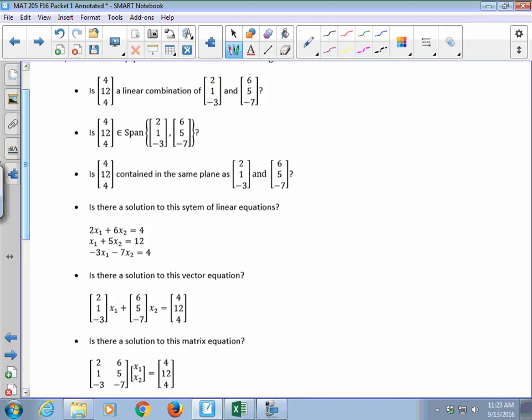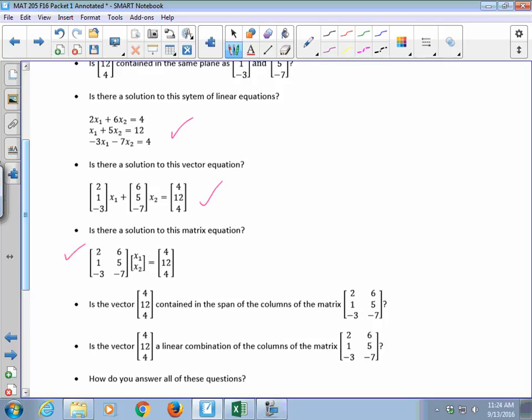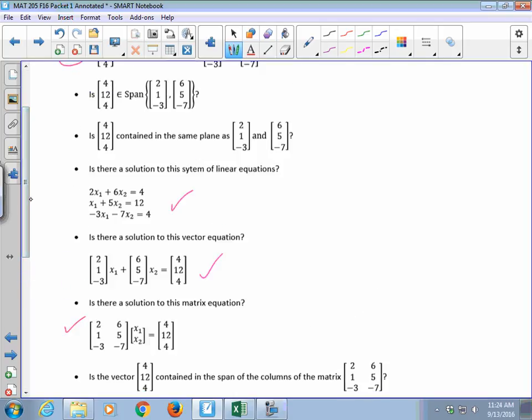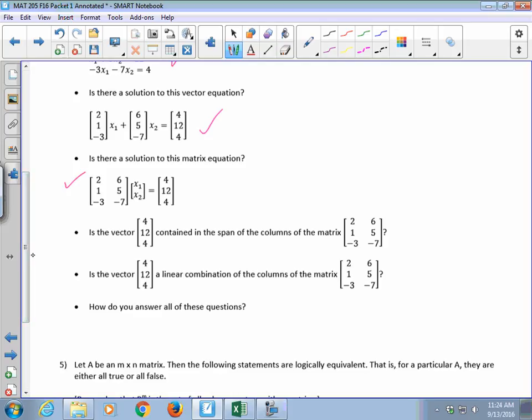Because if I'm asking this, I'm asking, are there weights, x1 and x2, that I can put on these two vectors to create this third vector? And that's the vector equation. And then you can translate that vector equation to a system of linear equations or a matrix equation. Here I've used the word span again, but instead of saying the span of two vectors, now I'm saying, is it in the span of the columns, right? Because each column of a matrix is its own vector. Here, linear combination again. Is 4, 12, 4 a linear combination of the columns? Because each column can be thought of as its own vector.